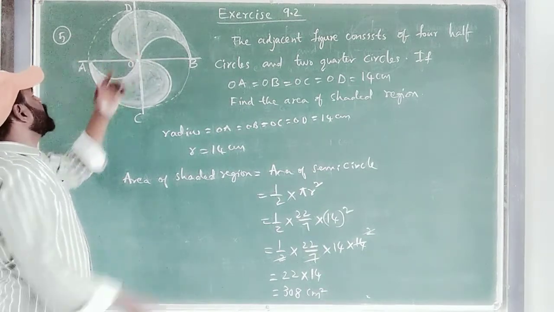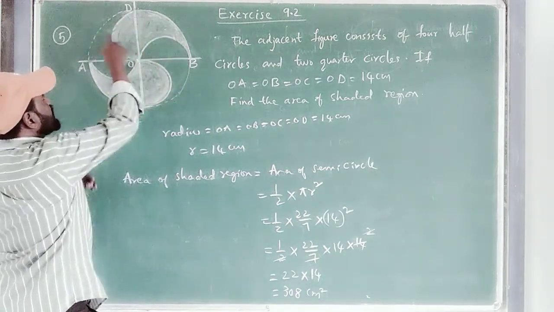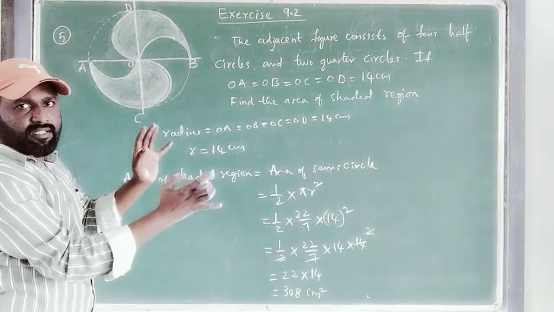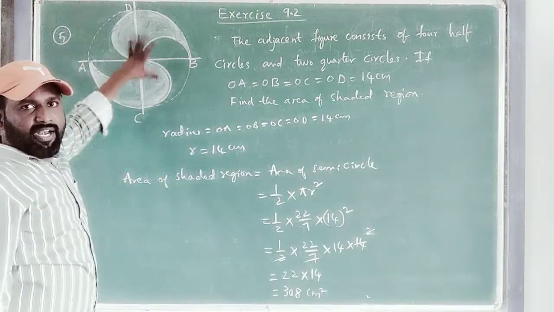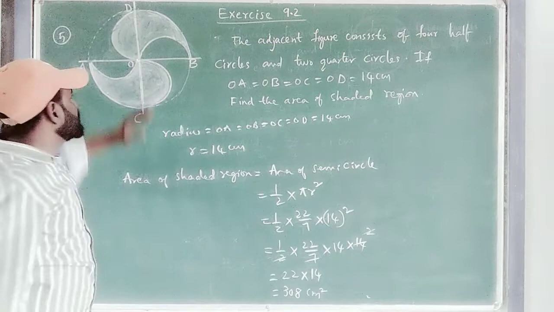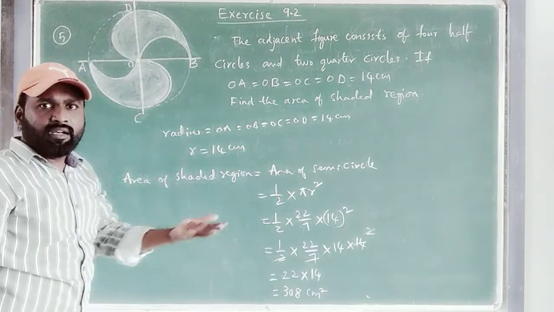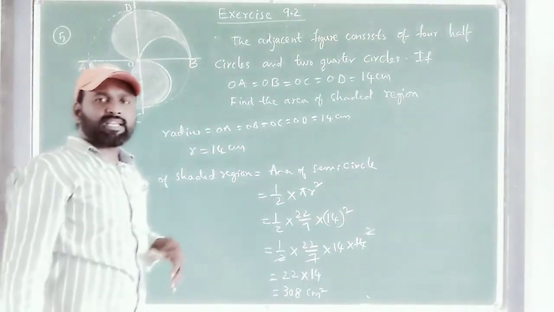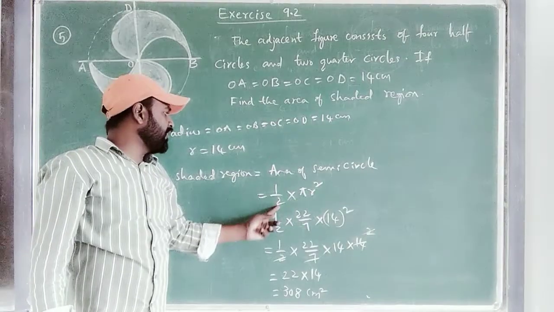What is the unshaded portion? If you complete with the dotted lines, you will be looking like a full circle, right? So half portion is shaded, half portion is unshaded. That's all. So half portion of the circle is nothing but a semicircle. So area of the semicircle is nothing but half of the circle. So half of the area of the circle.